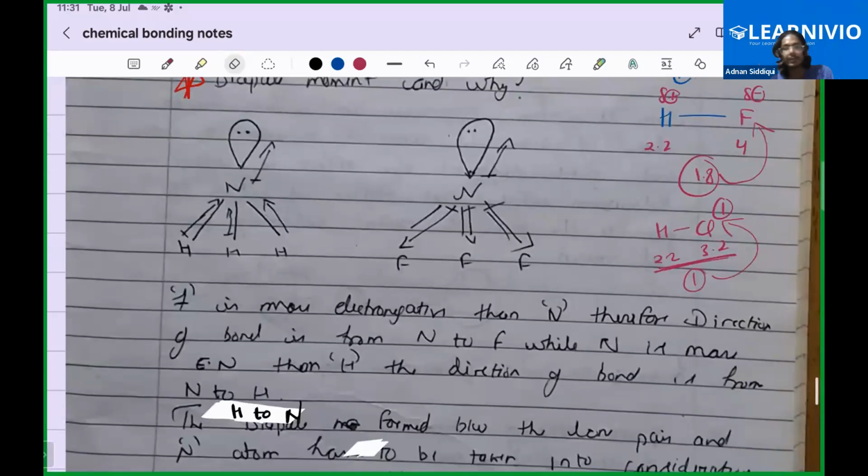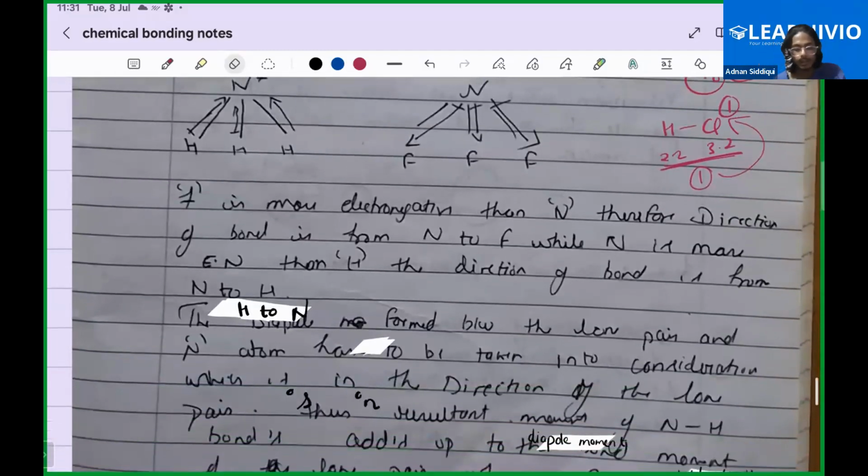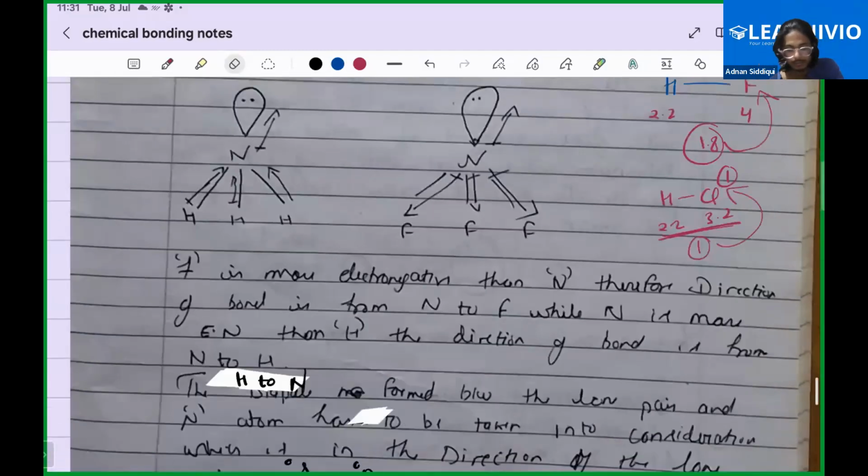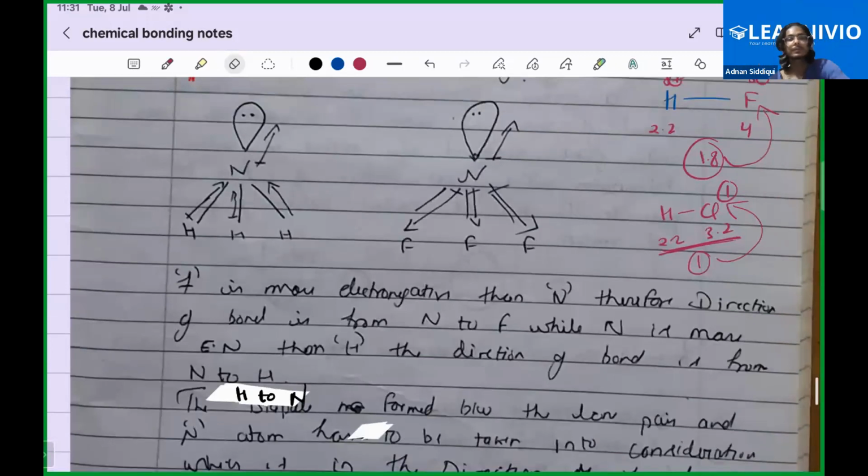This is your explanation, and it is written over here. The lone pair is so much electronegative that it can cancel out even three fluorines, right?